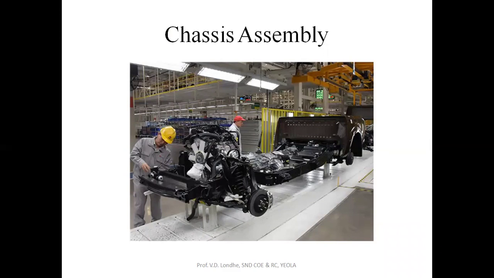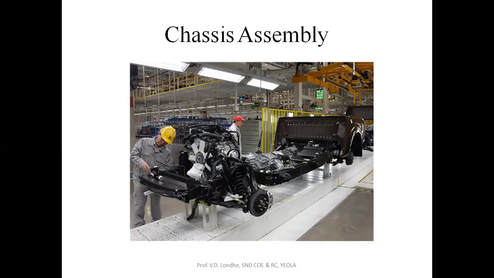Then afterwards, the parts are sent to the paint shop, and from the paint shop to the assembly. Those parts have been welded either by spot welding, by robot welding, or by using SPPM, that is special purpose machine. On that machine, this chassis is being prepared. So the next step after the paint shop is the chassis assembly.